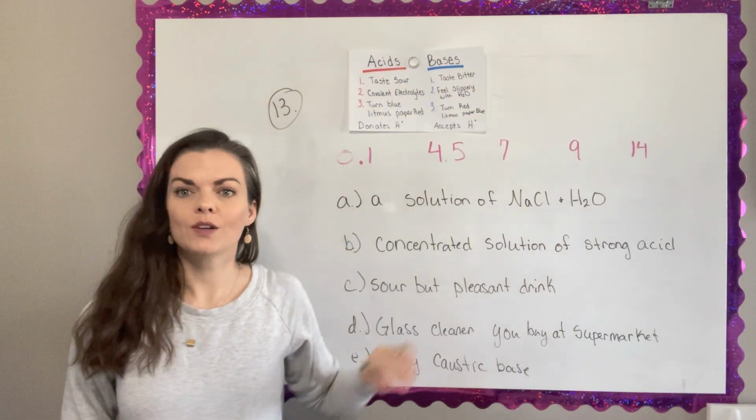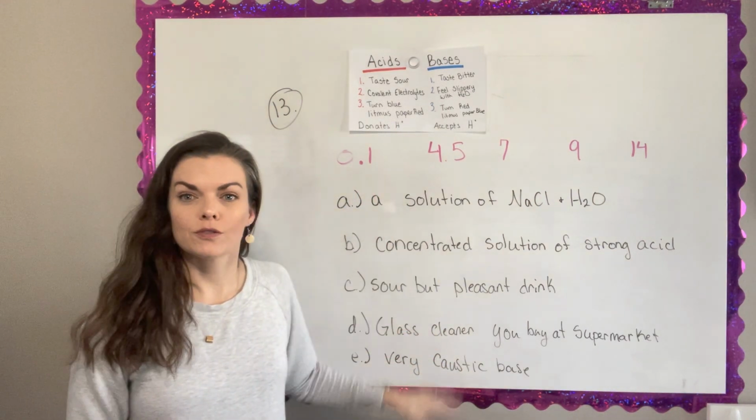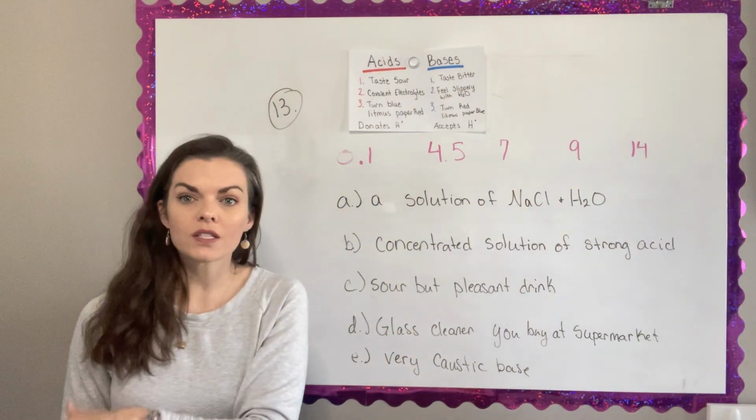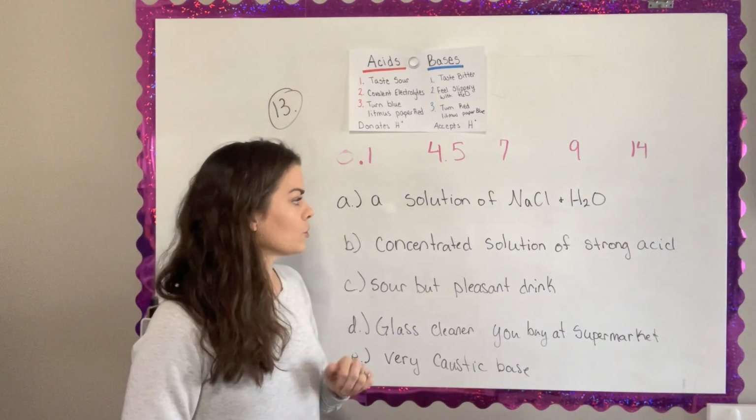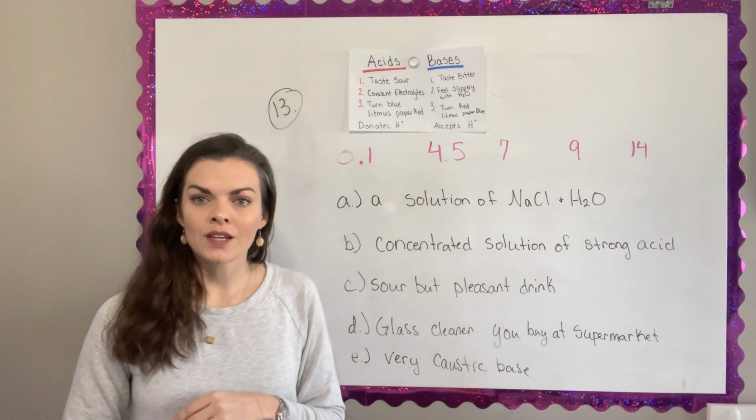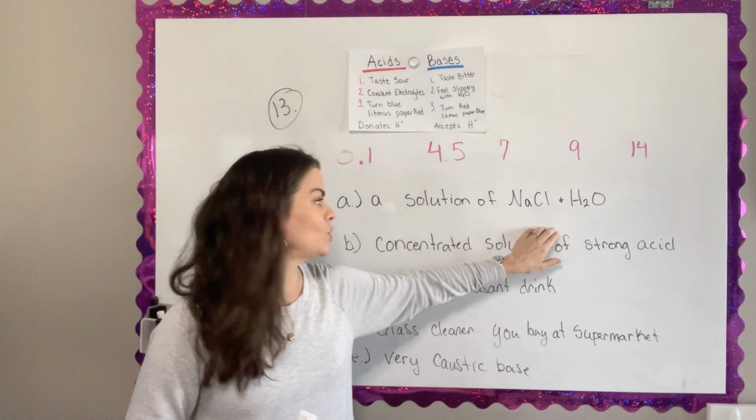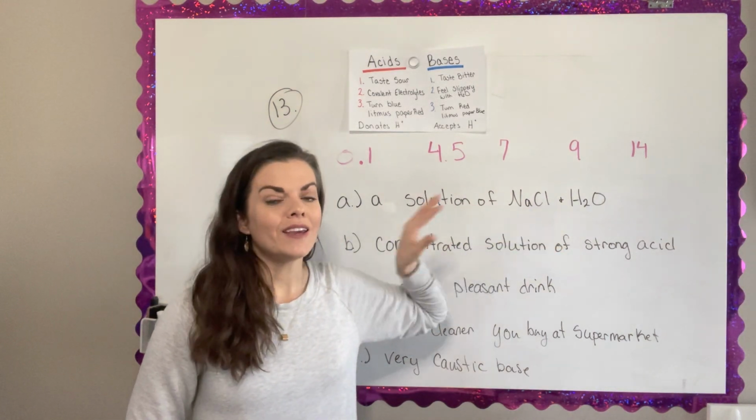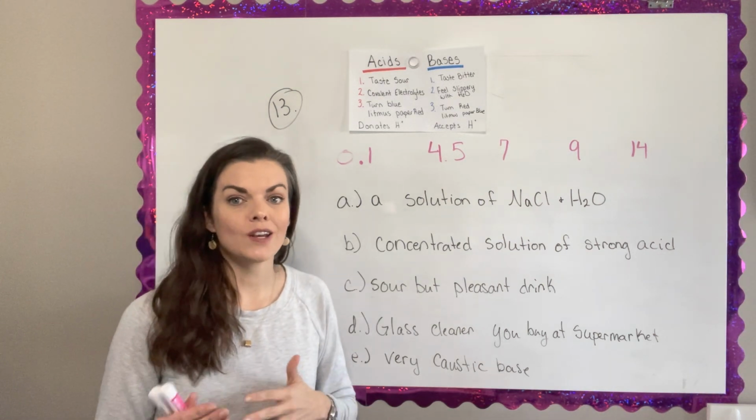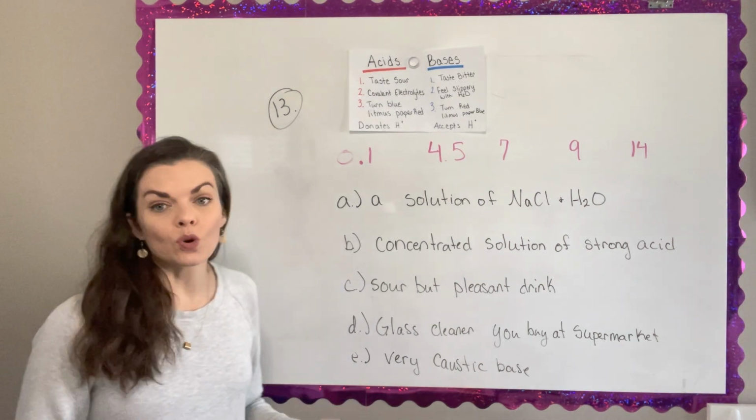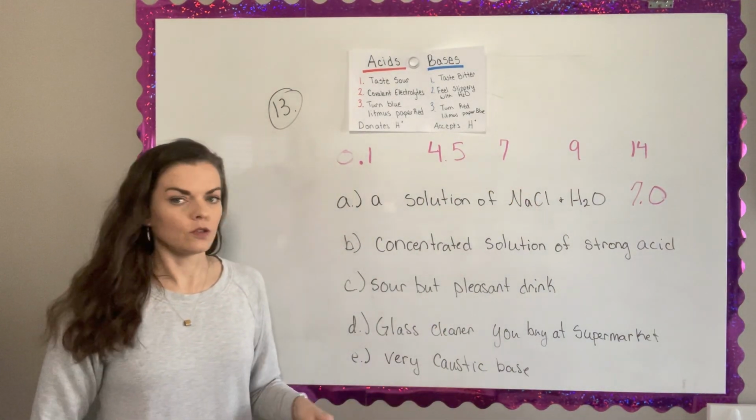Question number 13 gives me 5 pHs, and a list of 5 different scenarios or solutions, and it wants me to match the pH to the solution. The first one says a solution of NaCl and water. Well, NaCl is just table salt, and if you'll notice, it does not have a hydrogen. It is not a base, it doesn't have a hydroxide, so it is neither an acid nor a base, and so it's neutral. And so it would be 7, actually it gives us a decimal, so 7.0.